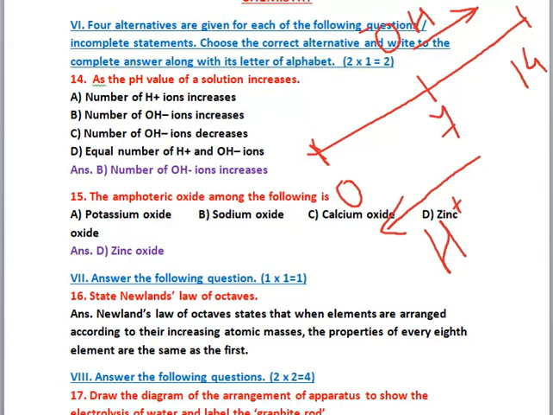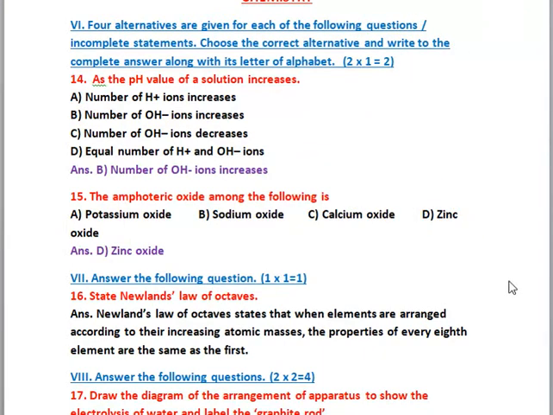So what is the question? As the pH value of a solution increases, and 7 is a neutral one, as the pH value will increase, meaning when we move from 7 to 14, which ions will increase? Obviously OH minus ions will increase because basic character increases. So our correct answer is the number of OH minus ions increases. You have to apply a little logic and think about the pH scale. It ranges from 0 to 14, and when we move from 0 to 14, our basic character will increase. And in bases, what ions are present? OH minus ions are present, so obviously your OH minus ions will increase.